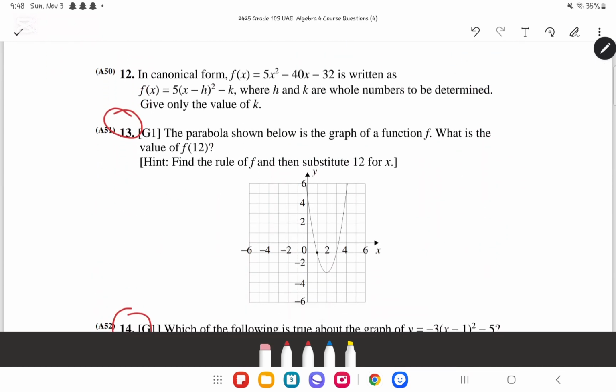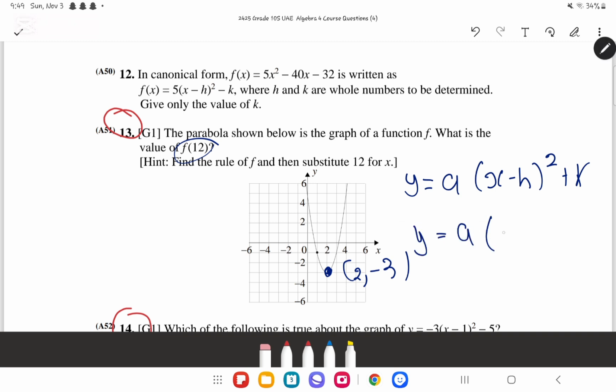For number 13, we have a parabolic function this time. Very simply, they need us to find the value of f of 12. First thing we need to do is write the basic function of a parabola. Y is equal to a times x minus h squared plus k. So then we're going to take the vertex points. What are the vertex points? The vertex points are 2, minus 3. So substitute the h by 2 and substitute the k by minus 3. Y is equal to a times x minus 2 squared, and k is minus 3 as it is.